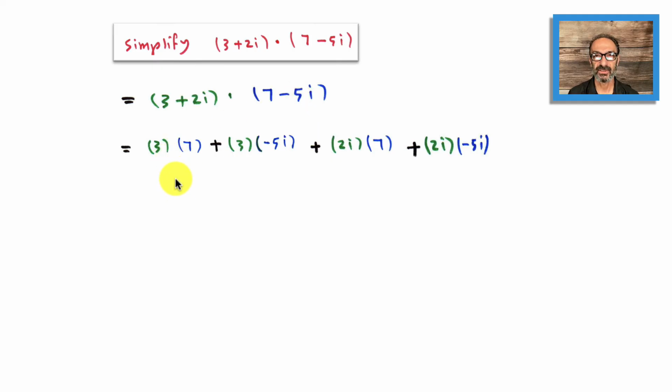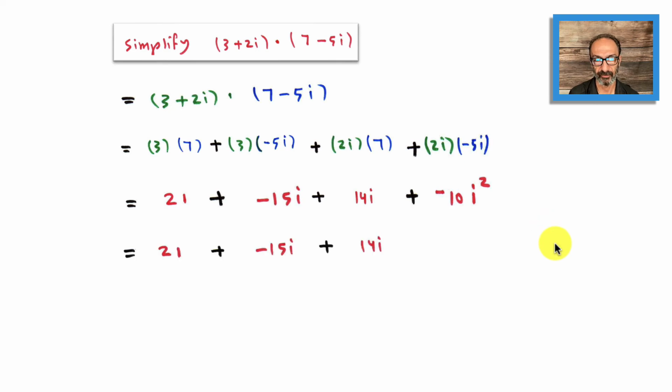The first part is 3 times 7, which is 21. Second part is negative 15i. Next we have 14i. And finally, the last part, negative times positive is negative 5 times 2 is 10. And we're going to have i squared. But i squared is negative 1. And negative 1 times negative 10 will make it positive 10. So all these are the same for now. Focusing on this, that's a plus 10.